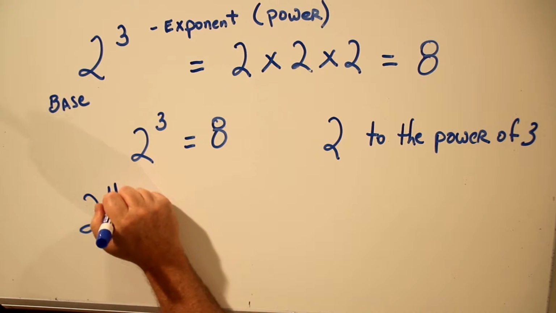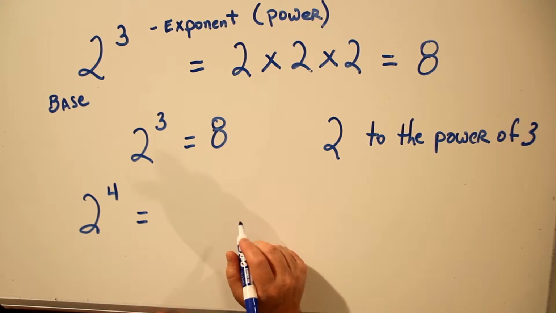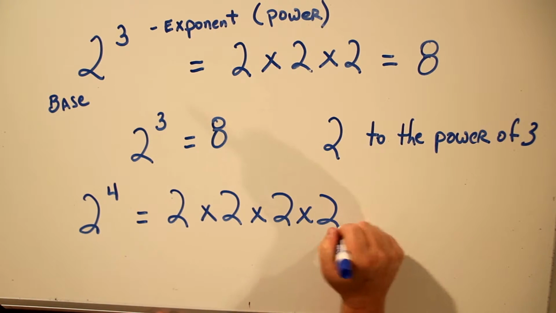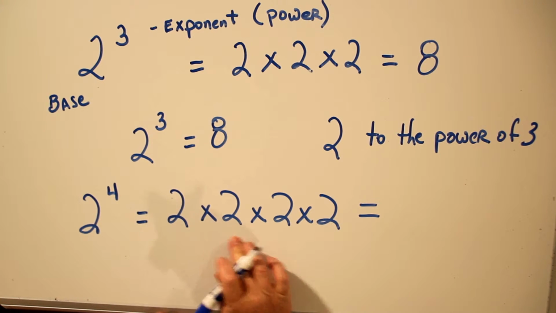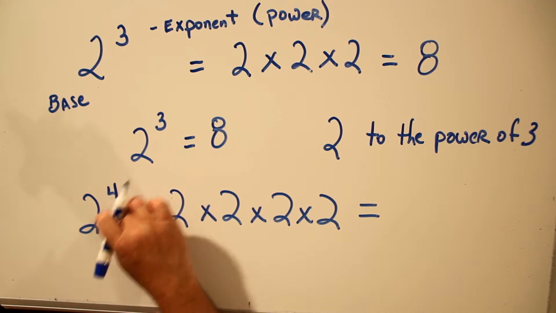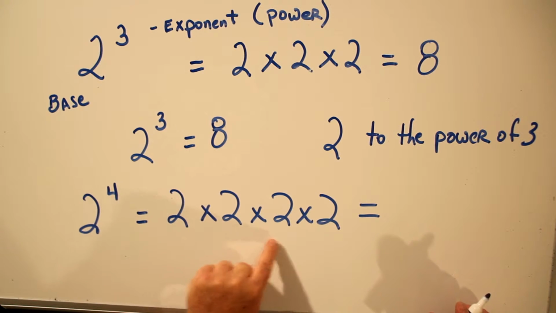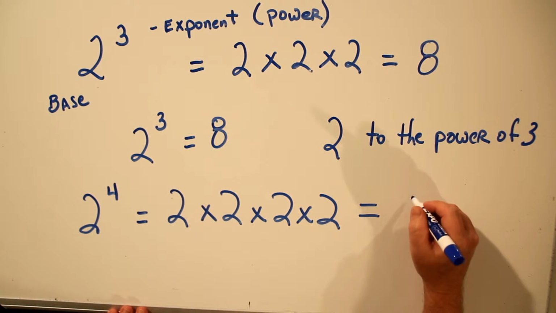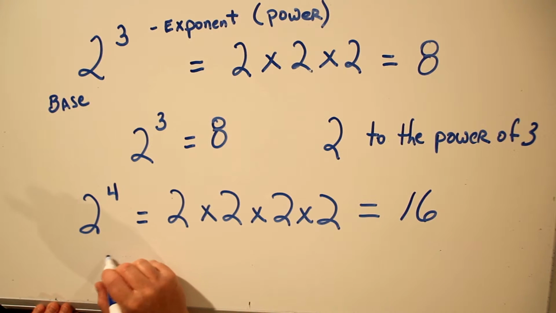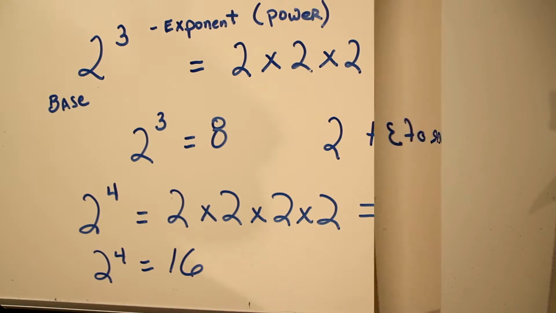2 to the power of 4 is the same as using 2 as a factor 4 times. 2 multiplied by 2 multiplied by 2 multiplied by 2 we can write as 2 to the 4th power. And of course 2 times 2 is 4, times 2 is 8, times 2 is 16. So 2 to the 4th power is 16.